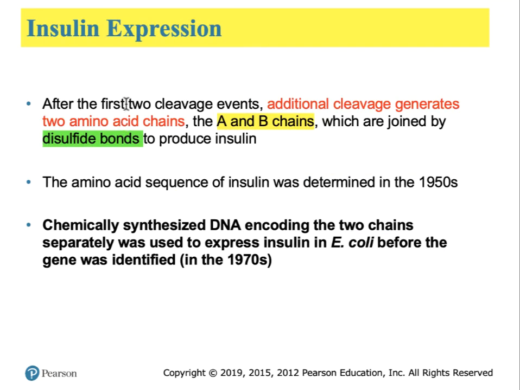After the first two cuttings of the initial polypeptide, additional cleavage generates two amino acid chains, the A chain and the B chain, held together by disulfide bonds. And that's what insulin is. It's not a single polypeptide, it's two polypeptides which came from the original parent polypeptide that was itself processed. Getting all this correct inside a bacteria may be difficult, but a pancreatic cell can do this.